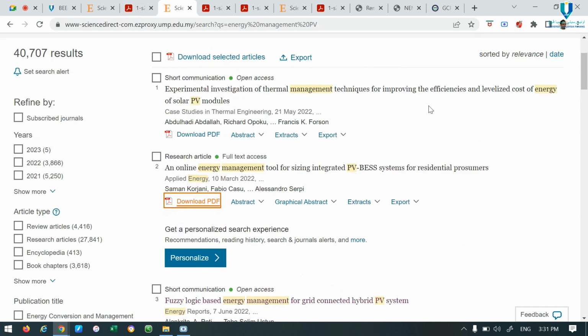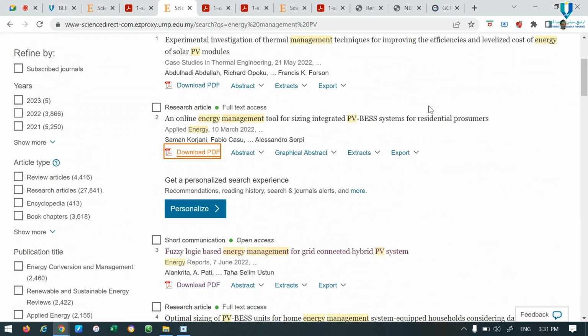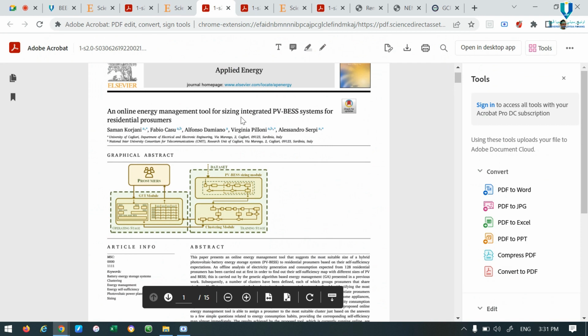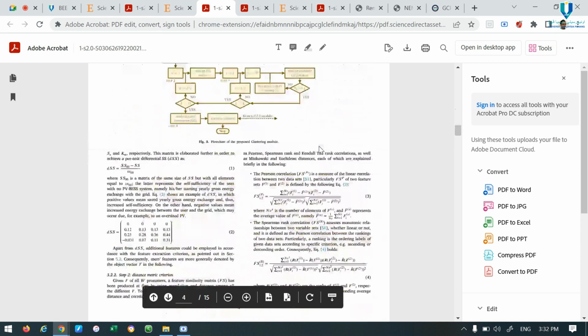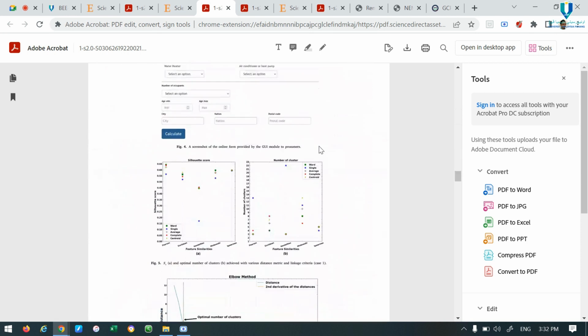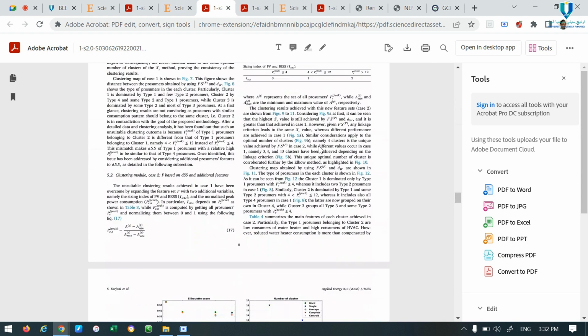Okay, and then energy management. Energy management, from the wording itself, is to manage the energy. You call it energy management. So recently there are a lot of, for example, integrated PV BESS systems for residential use. This is an online energy management tool. Usually we have PV and BSS to control the energy. They have the algorithm, of course, and so on. Usually they are playing with the batteries.